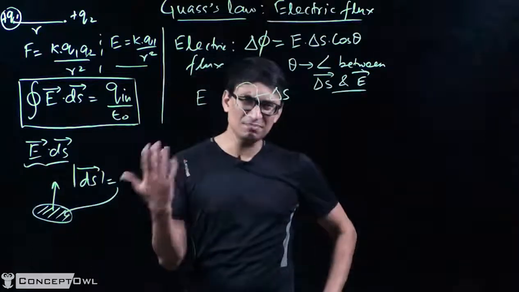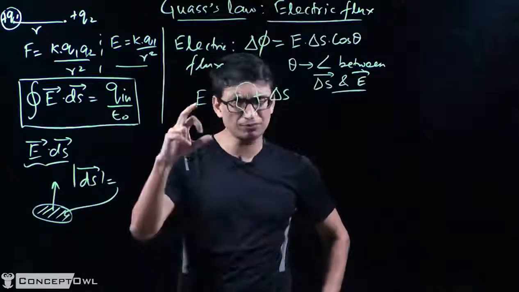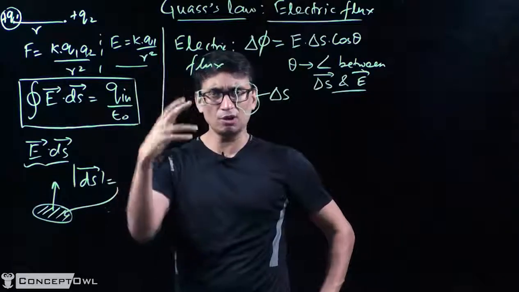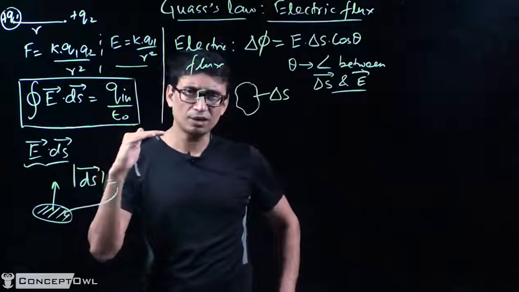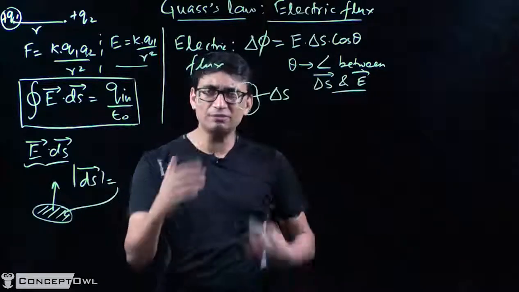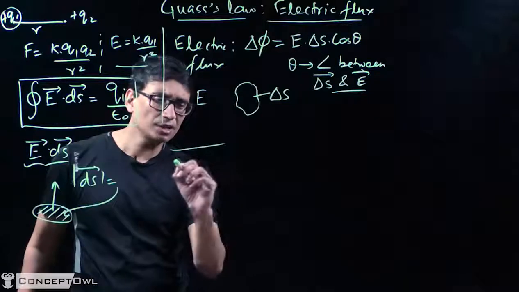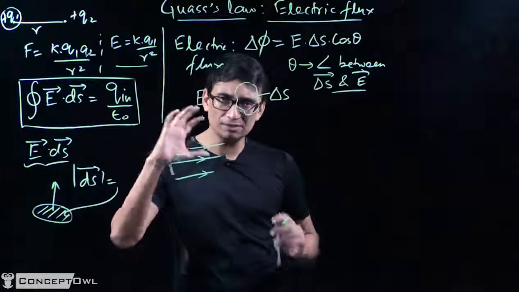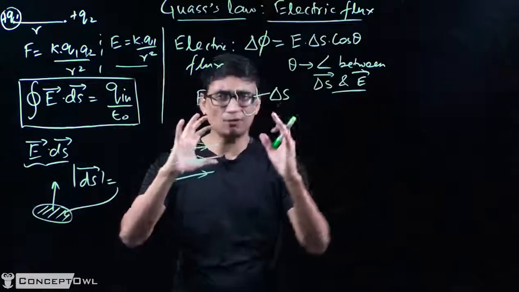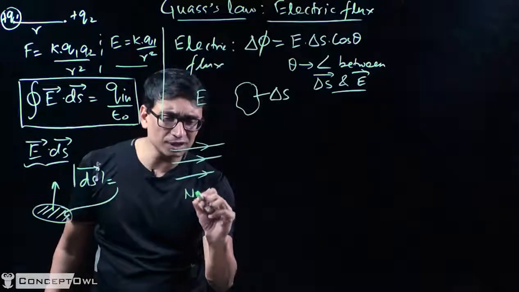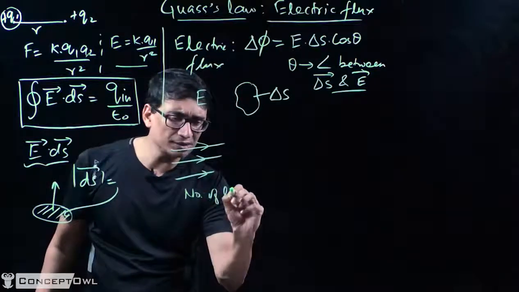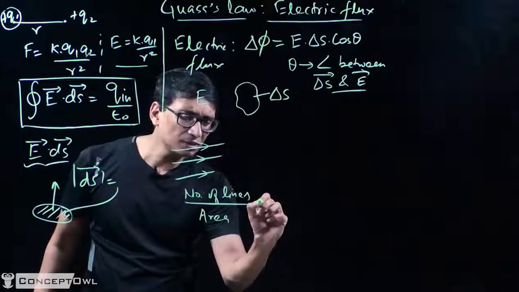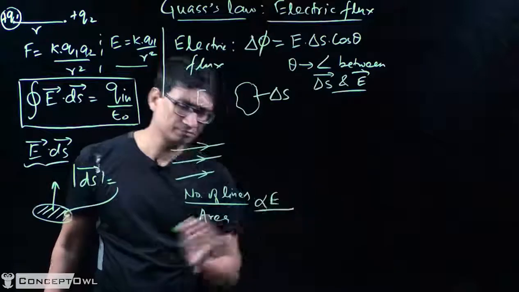But now, what does it really mean? So let me try to give you some intuition. Visualize that, we have talked in the video on electric field lines. We said that we can visualize electric field as a bunch of electric field lines, right? And what did we say there? We concluded that the number of lines per unit area is proportional to the electric field.